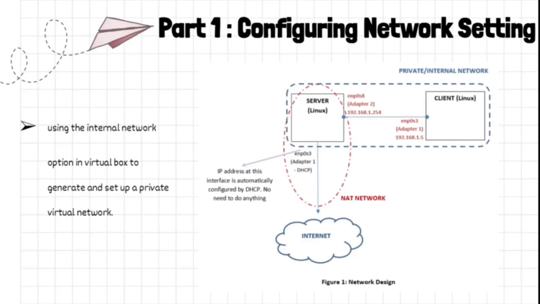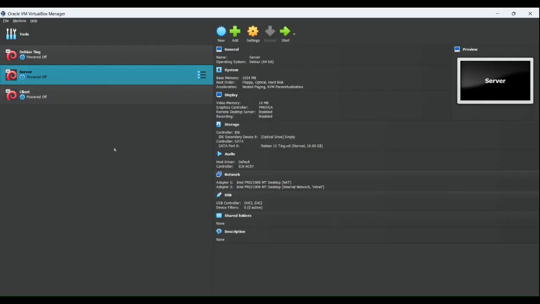In this video, it consists of 2 parts. For part 1 is configuring network setting using the internal network option in VirtualBox to generate and set up a private virtual network. Now we proceed to task one, that is configuring network setting.